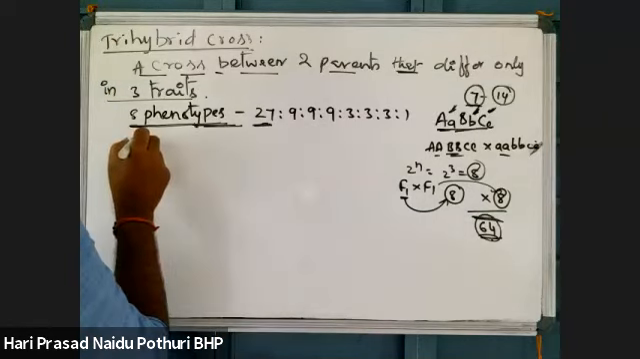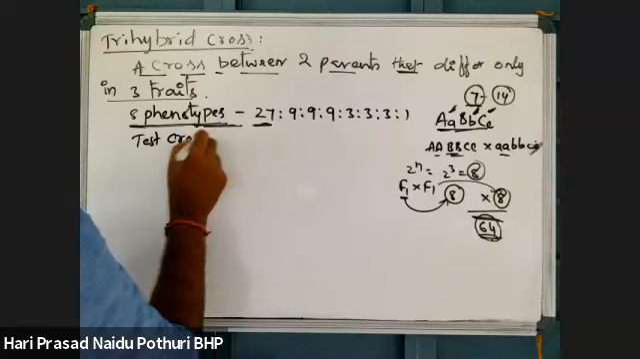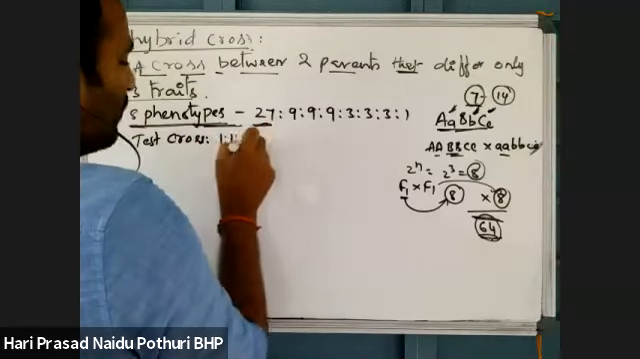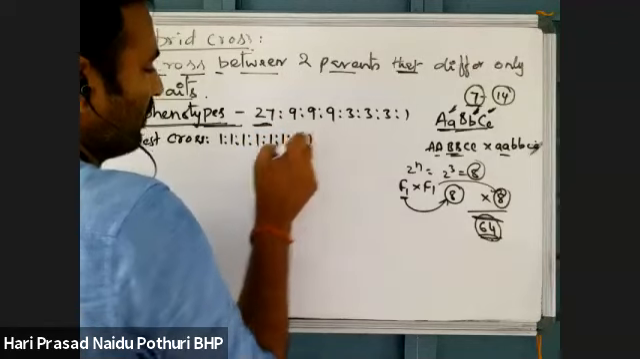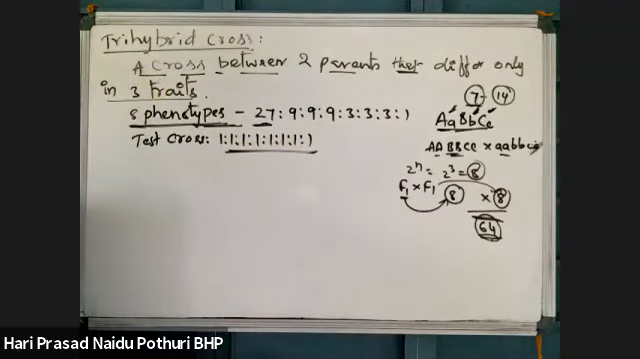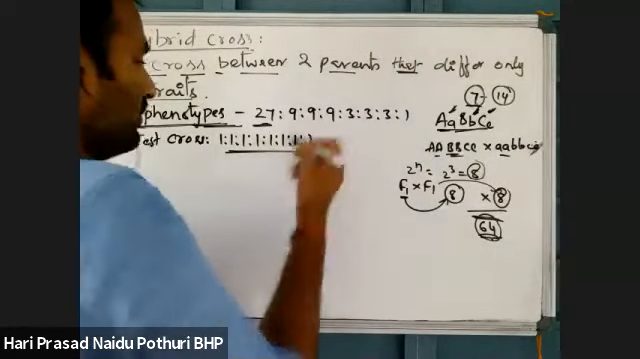Many genotypes are possible, but it is not needed. And if we see the test cross of a trihybrid, there is a possibility of the ratio 1:1:1:1:1:1:1:1. A total of 8 different phenotypes are possible. A trihybrid test cross will give 8 different phenotypes. Genotypes are possible more, but that is not needed.